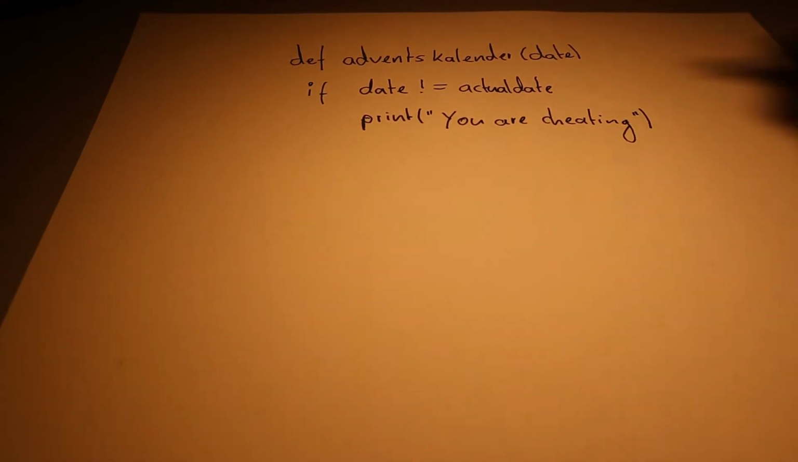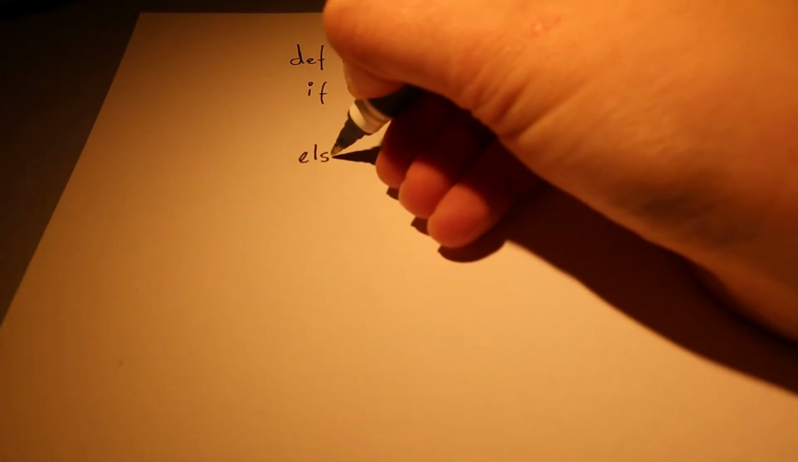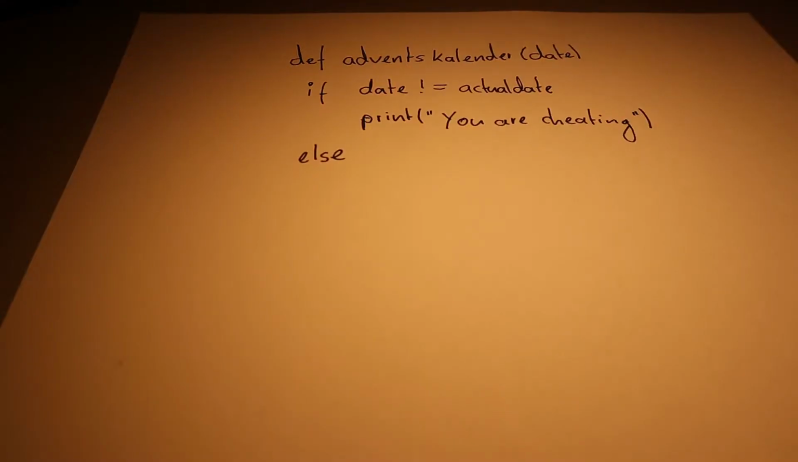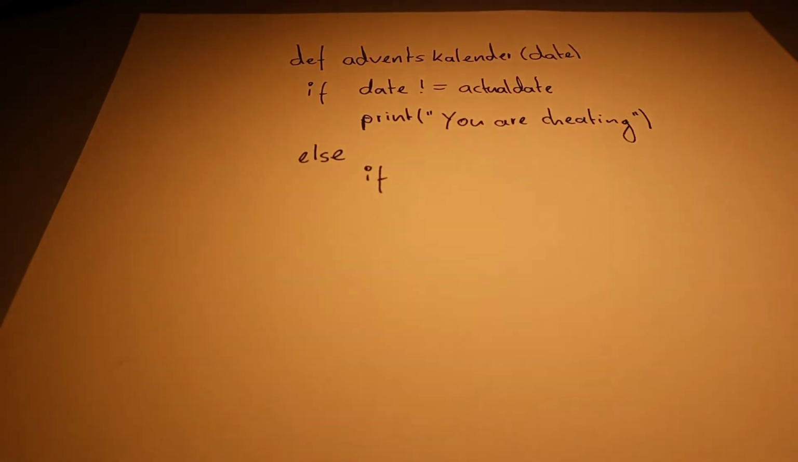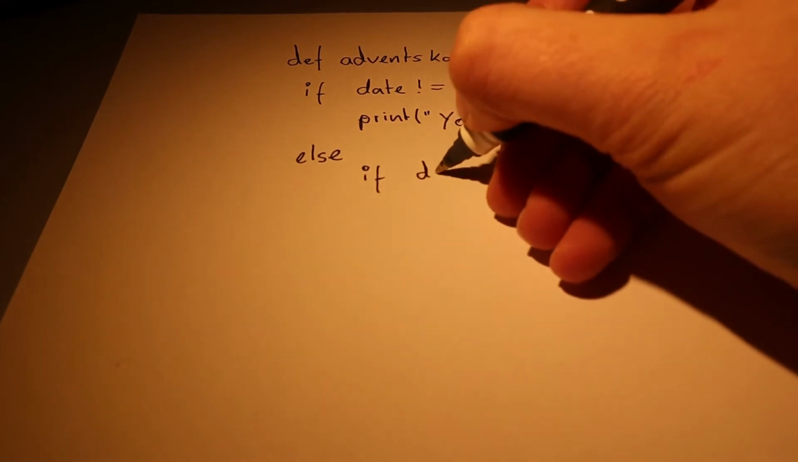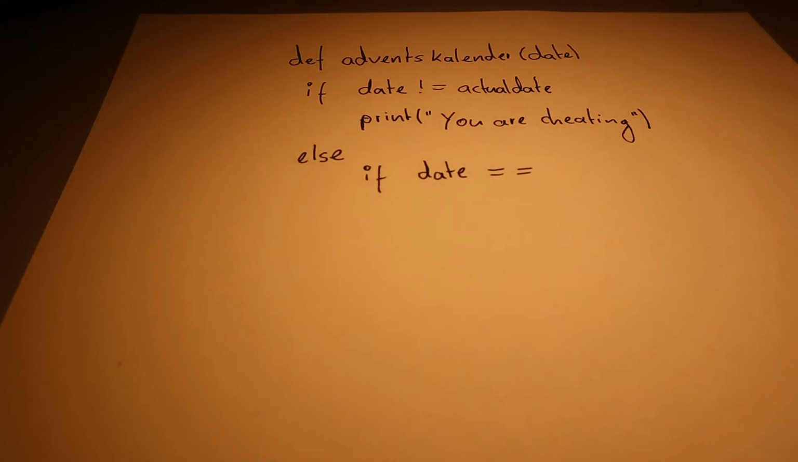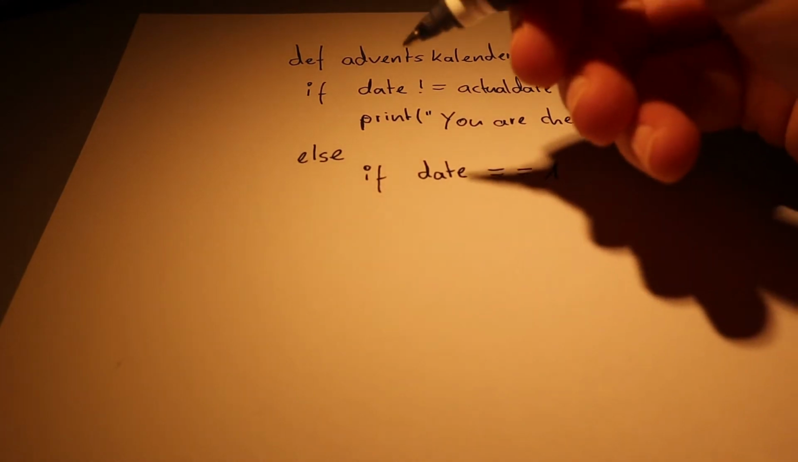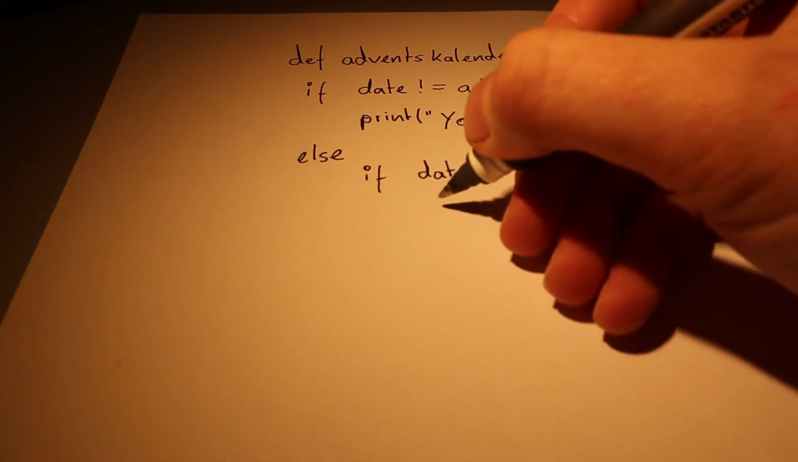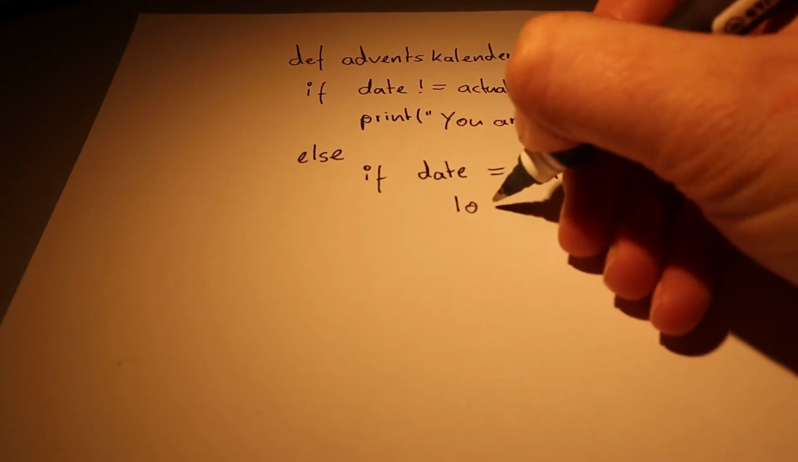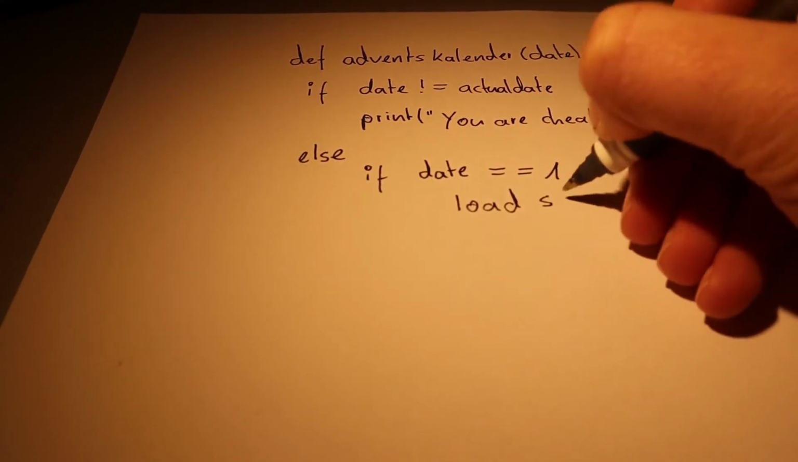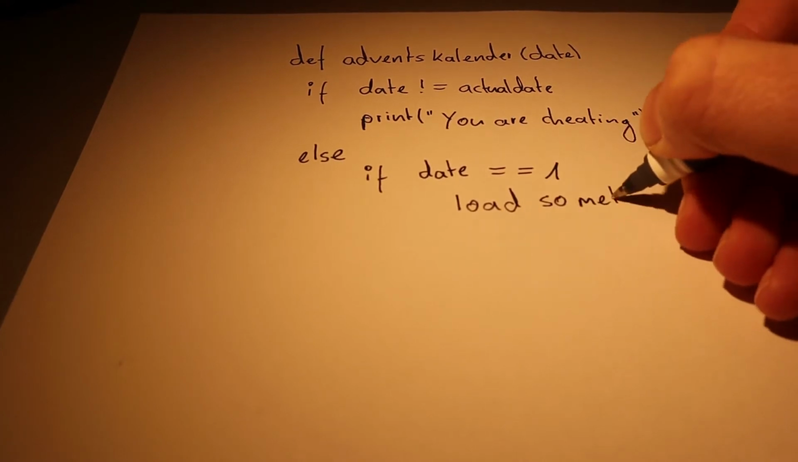And then else. And then depending on the input date, when it's correct, it should open the right image or anything. So we do another if loop. So if date equals 1, for example, then it should load an image or something. Load something.